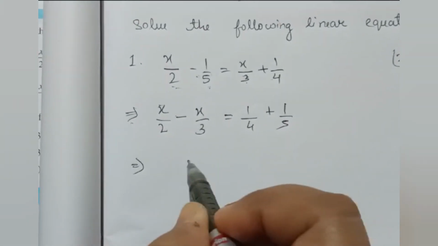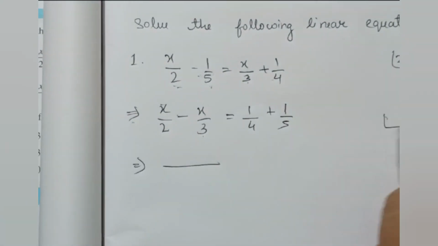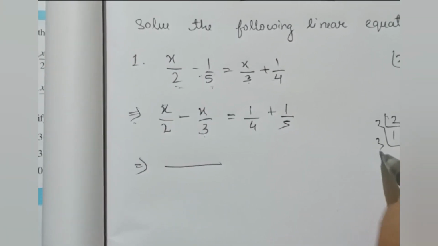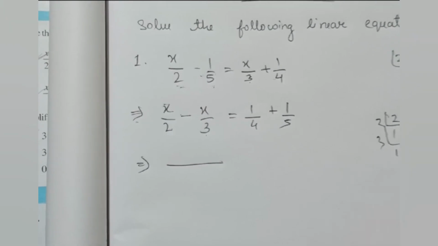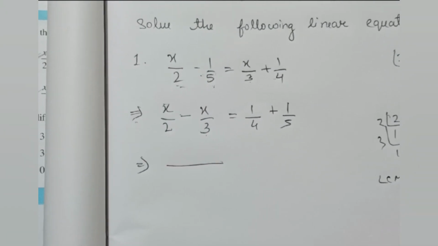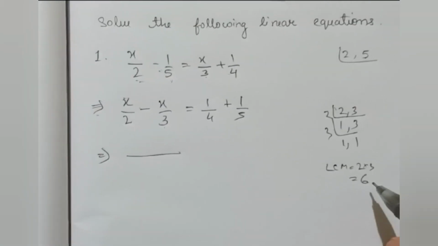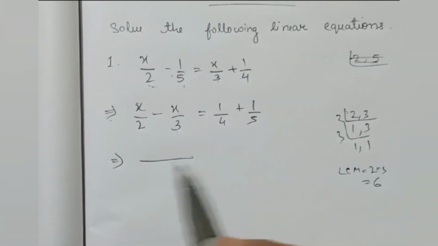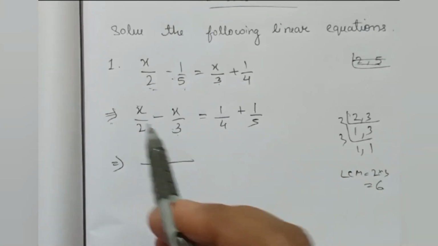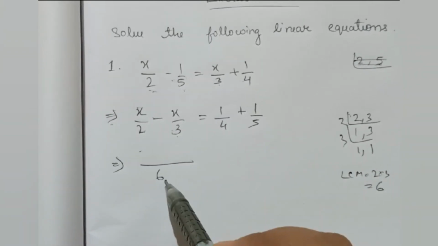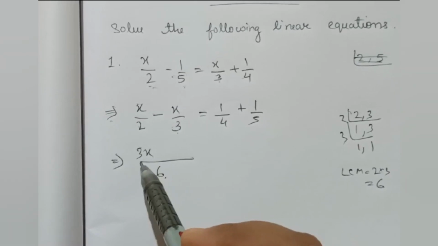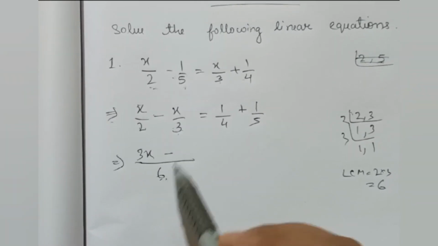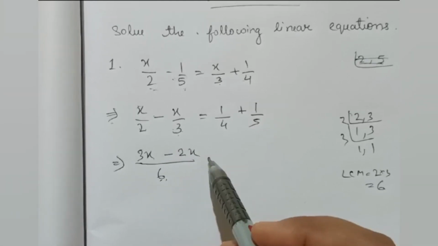Now what are we going to do? We will take the LCM. 2 and 3: 2 ones are 2, 3 ones are 3, so the LCM is 2 into 3, which is 6. So we write 6 here. 2 times how much is 6? 3. That means we multiply the numerator by 3. Then 3 times how much is 6? 2, that means 2x.